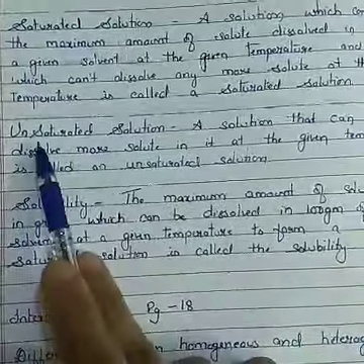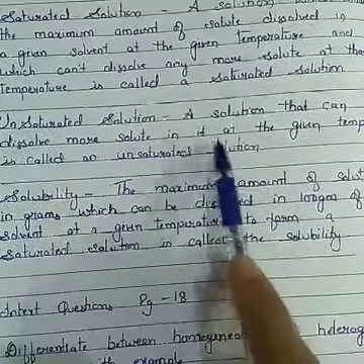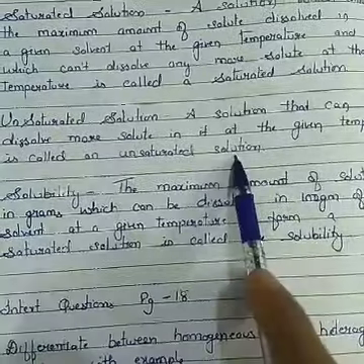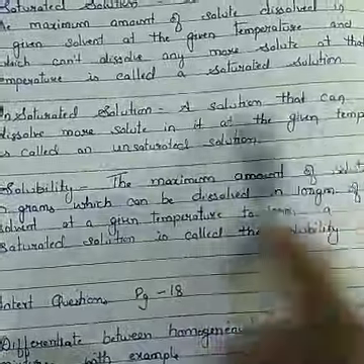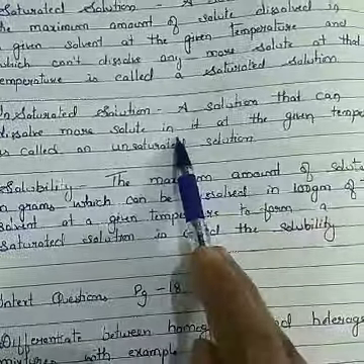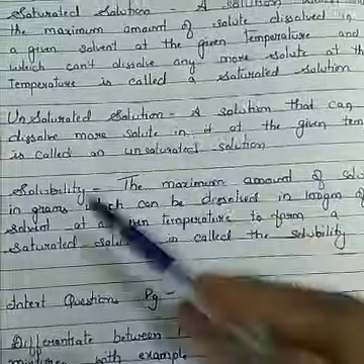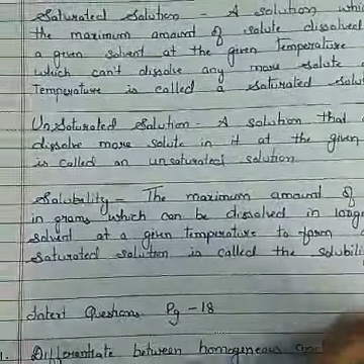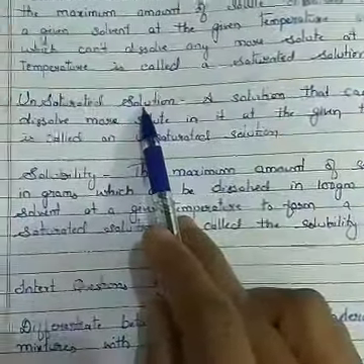Then what is unsaturated? A solution which can dissolve more solute in it at a given temperature is called an unsaturated solution. Suppose I take 100 ml of water, add 2 grams. Can it dissolve more? Yes. Add 2 more grams. Can it dissolve more? Yes. So that kind of solution is called an unsaturated solution.